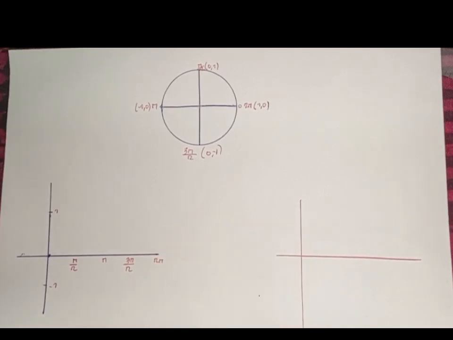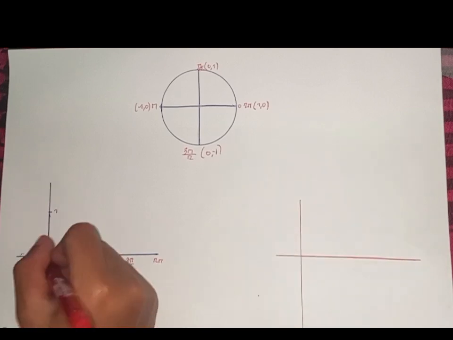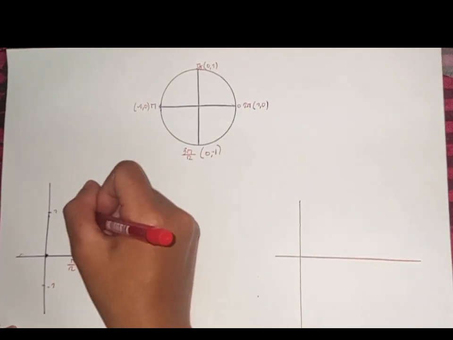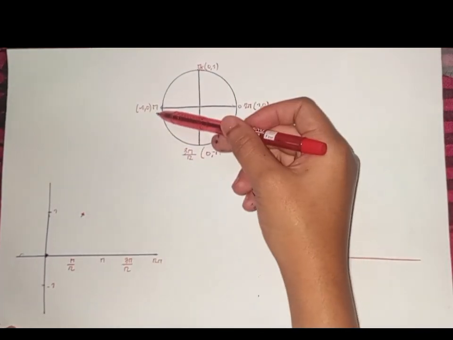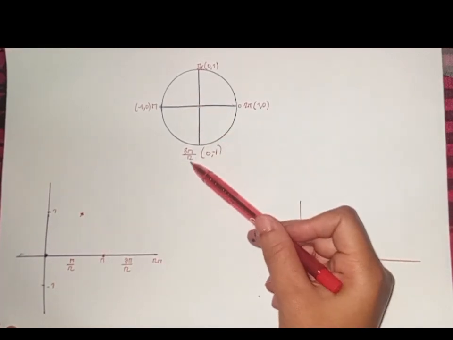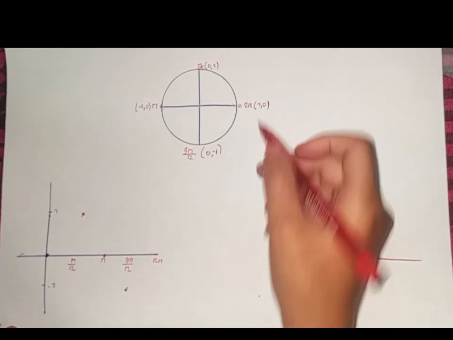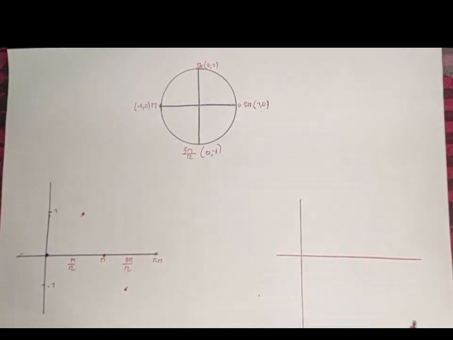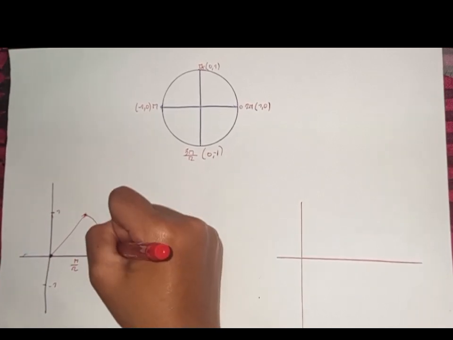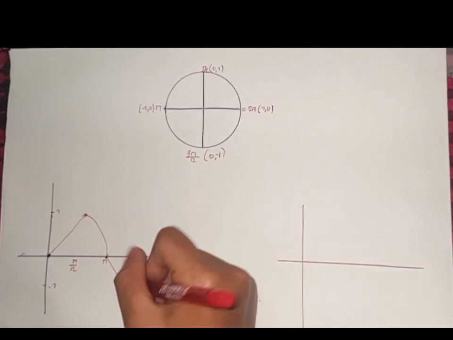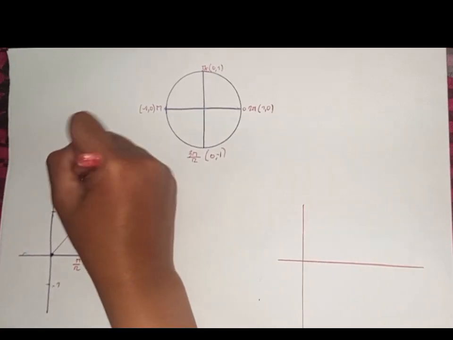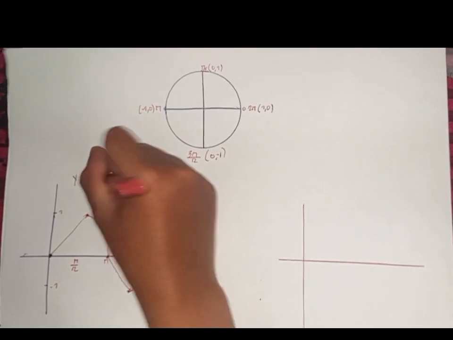As we observe in the unit circle, the y value starts from 0. So we have 0, and then at 90 degrees or pi over 2, we have positive 1, and then at pi we have 0, at 3 pi over 2 we have negative 1, and at 2 pi we have 0. So we start from 0, go up to the maximum, back to the midline, go down to the minimum, back to the midline. So this is the basic sine function, y is equal to sine of x.